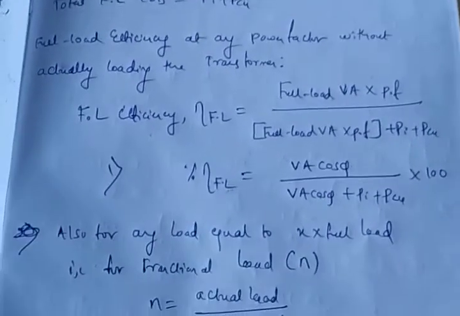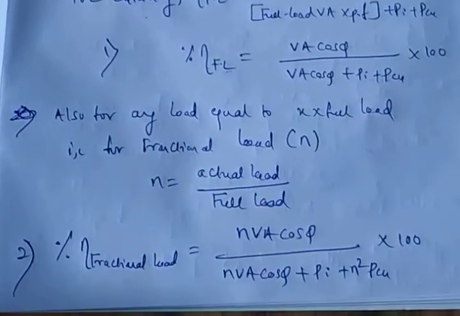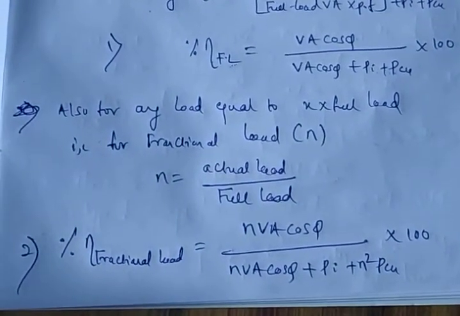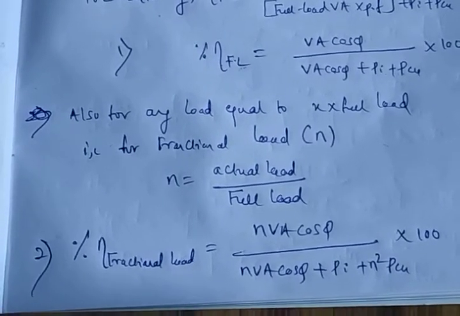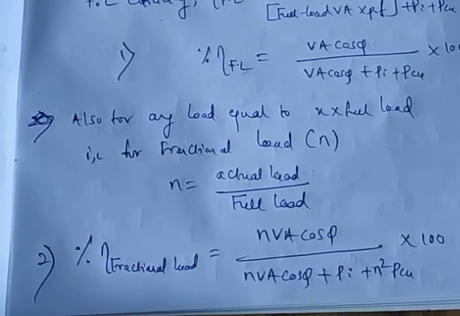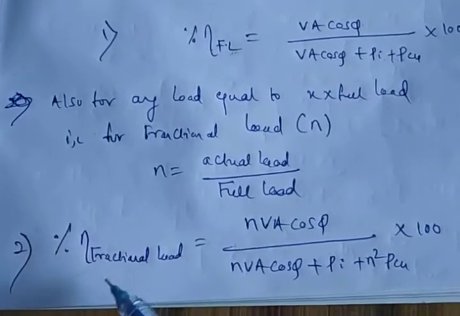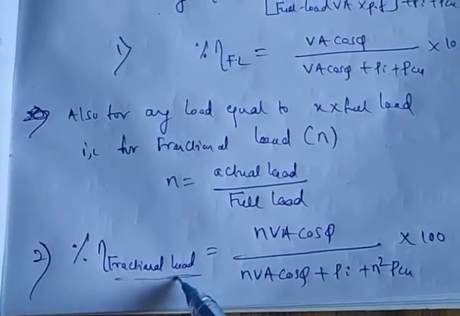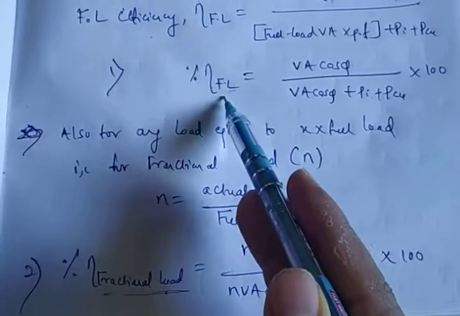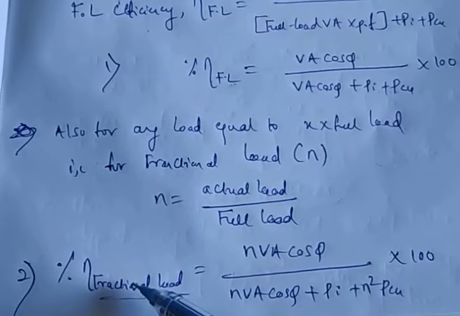Now if the load is other than full load, for example 70%, 80%, 50% or 25%, whatever it is, less than 100, between 0 and 100, how do we calculate the efficiency? Other than full load conditions, we will take it as a fractional load. Do not confuse the two: this is a full load and this is a fractional load. Fraction means it is other than 100%.